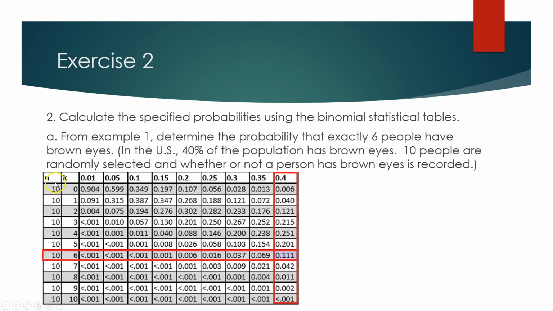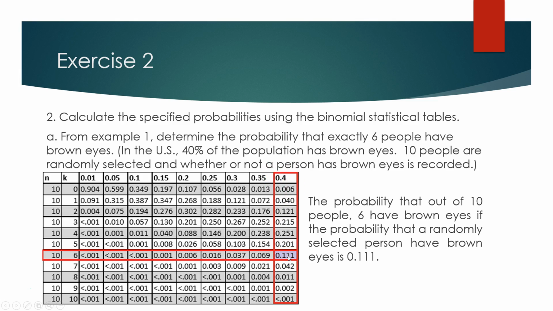So I'm looking for 10 trials and I want 6 successes. So I'm going to look at the 10-6 row. And as I scoot over, I end up getting 0.111. The reason I stop here is because this is the column that has 0.4 or 40% for our probability of success. So out of 10 people, the probability that 6 of them randomly selected have brown eyes is 11.1% or 0.111.